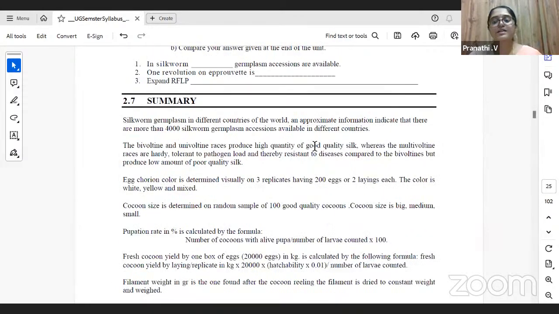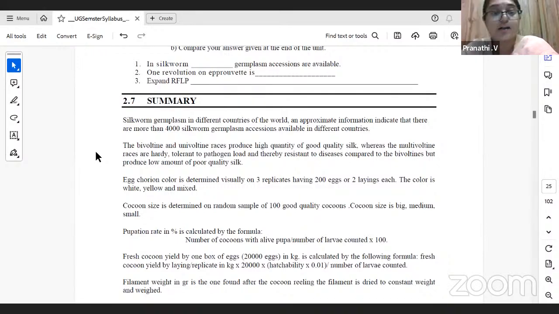In the summarization of this particular lesson, you see that there is a lot of germplasm in different places, and you have more than 4,000 silkworm germplasm accessions available from different countries. But we also have a National Silk Consortium having the complete genome of the silkworm. So we can understand through this lesson that bivoltine and univoltine races, pure ones, produce high quantity of good quality silk.